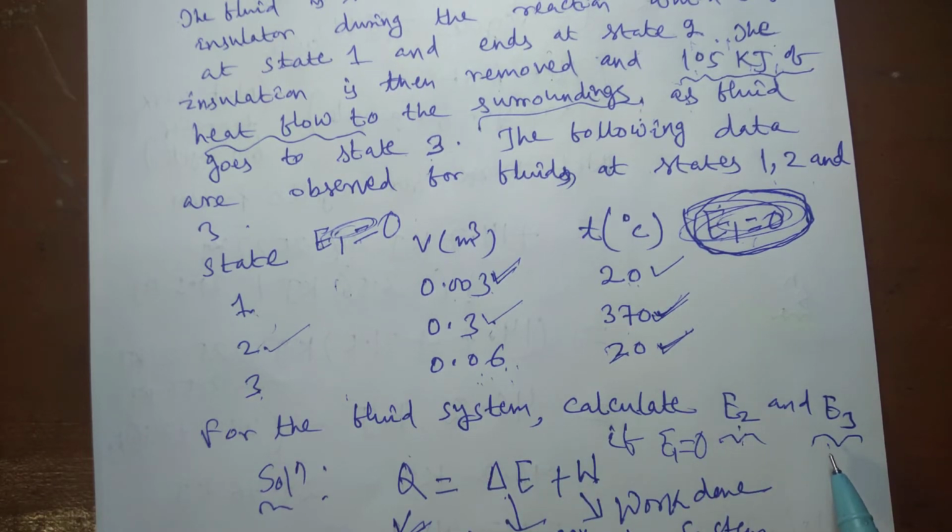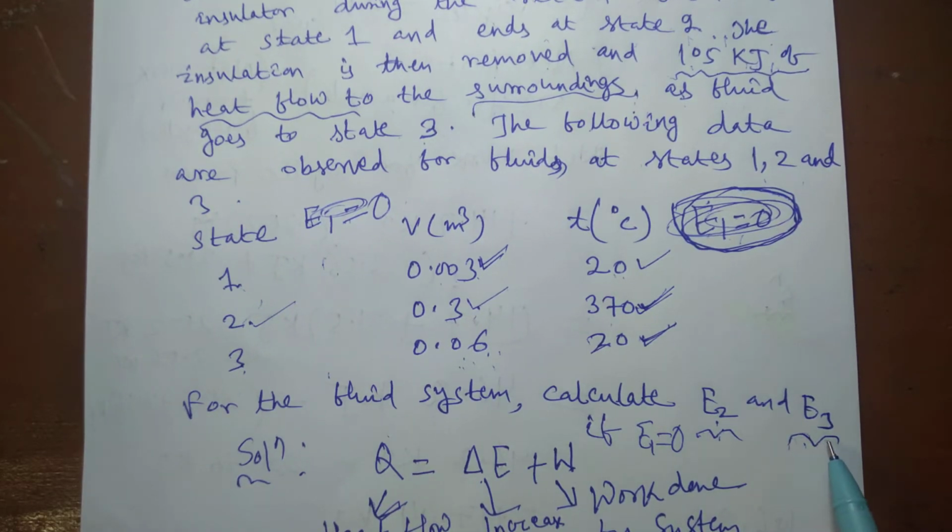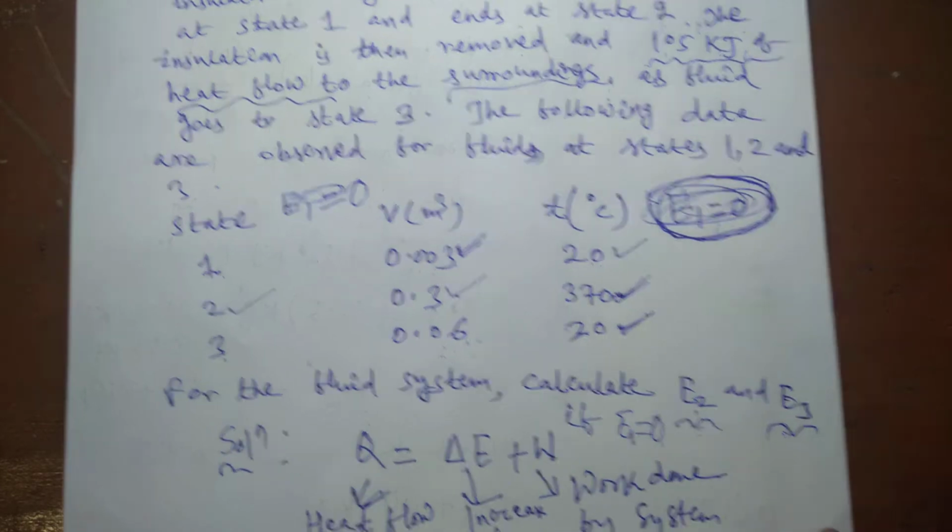You know, energy is a thermodynamic property. For every state, energy will have some numerical value for every thermodynamic system. So for every state there will be different values, because properties are state variables of the system. So if E1 is given an arbitrary or standard value of 0, then what will be E2, the energy of the system at state 2, and E3?